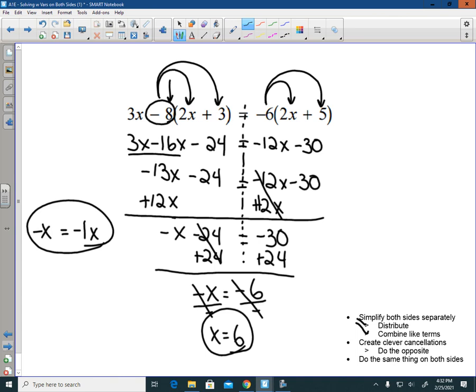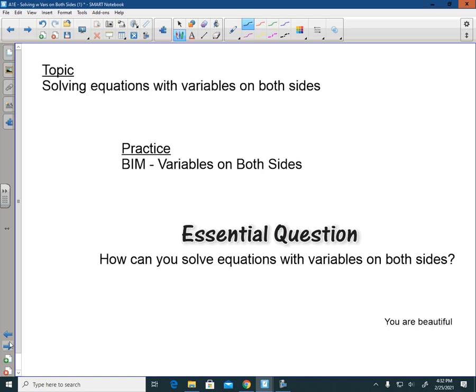All right, you guys. So that's it. I hope that that wasn't too confusing. Basically, you're still just kind of doing the same thing as you've always done. Look for opportunities to simplify by distributing and combining like terms. And when you're completely done with simplification, then look for opportunities to create clever cancellations, making sure that you do the same thing to both sides.